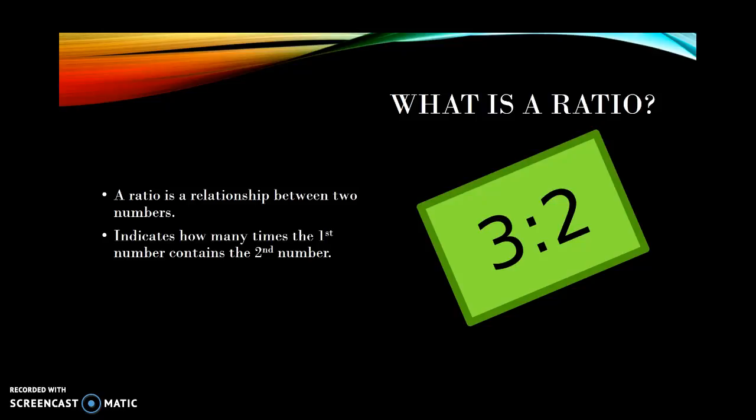Some of you may have never heard this word before. Some of you may have heard that a ratio is just a fraction, and in a way it is kind of like a fraction. The difference being that the parts matter and what parts go where matter. It's a little different than an actual fraction. The true definition of a ratio would be a relationship between two numbers. A ratio indicates how many times the first number is contained within the second number.